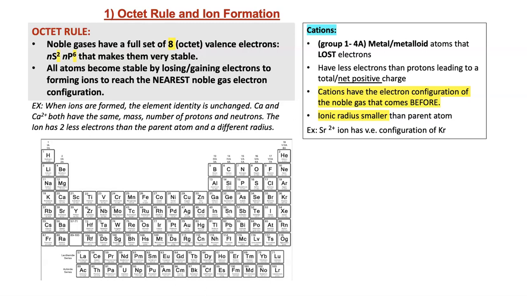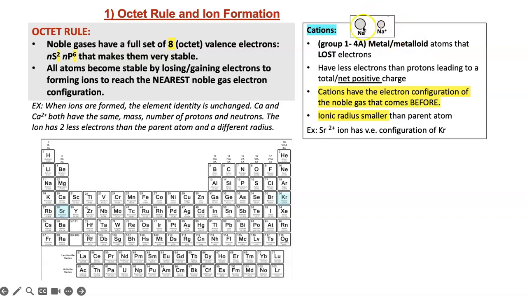Cations have the same electron configuration as the noble gas that comes before. So if you write the orbital notation or the noble gas notation or the full electron configuration, you cannot tell which element it is, because with ions, you don't know what they are. You need to know the number of protons. That's what this means. And their ionic radius is smaller than the parent atom. And you need to remember that.